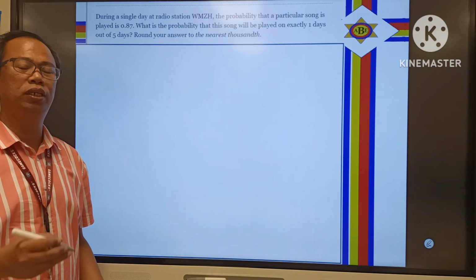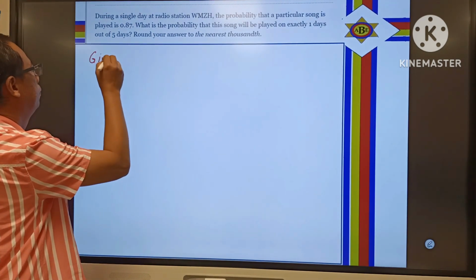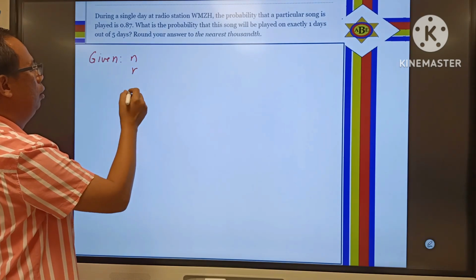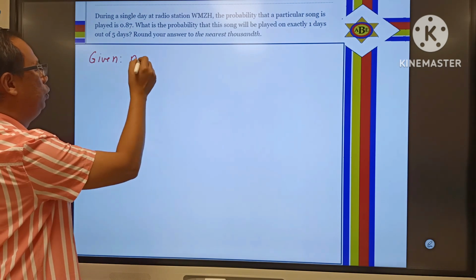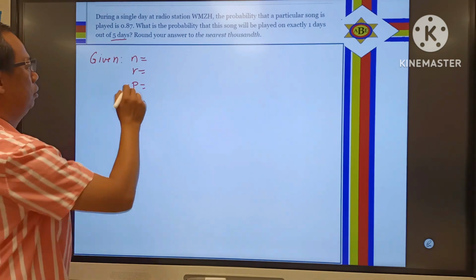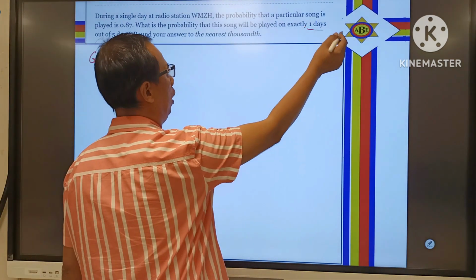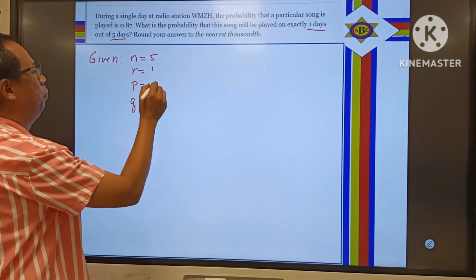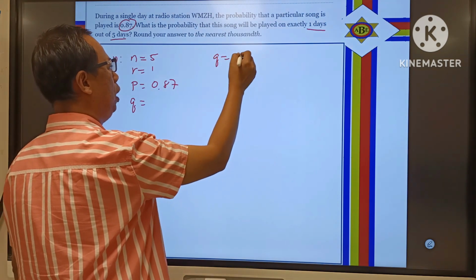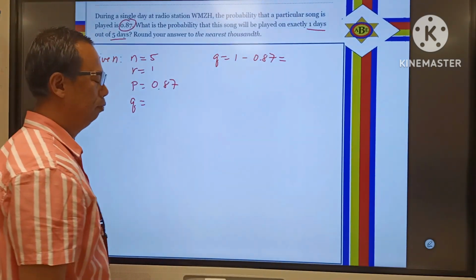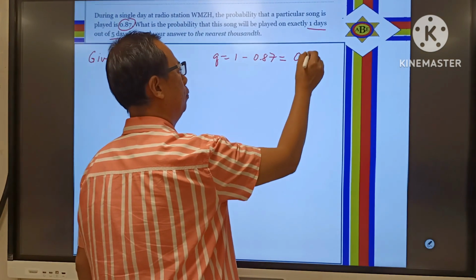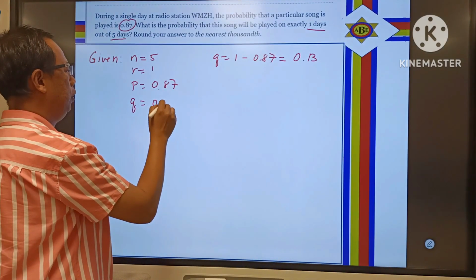The first thing that we have to do is get the givens. In this problem, we'll have the different variables n, r, p, and q. These are the things that we need for this problem. The value of n is 5 days. For r, we have 1 day. For p, we have 0.87. Then to get q, we have q equal to 1 minus 0.87, so we got 0.13. Our q now is 0.13.